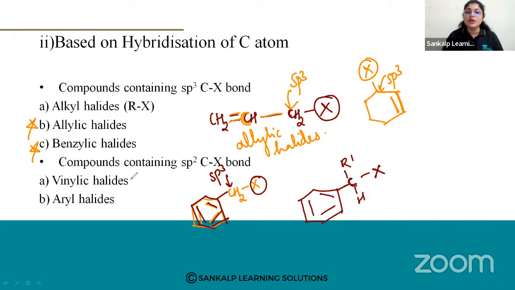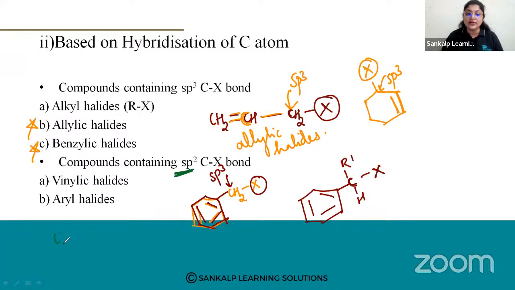Next we'll go with the compounds containing an sp2 C-X bond. What are compounds containing an sp2 C-X bond? The first is vinylic halides. So what are vinylic halides? These are the compounds in which the halogen atom is bonded to an sp2 hybridized carbon atom of a C=C double bond.